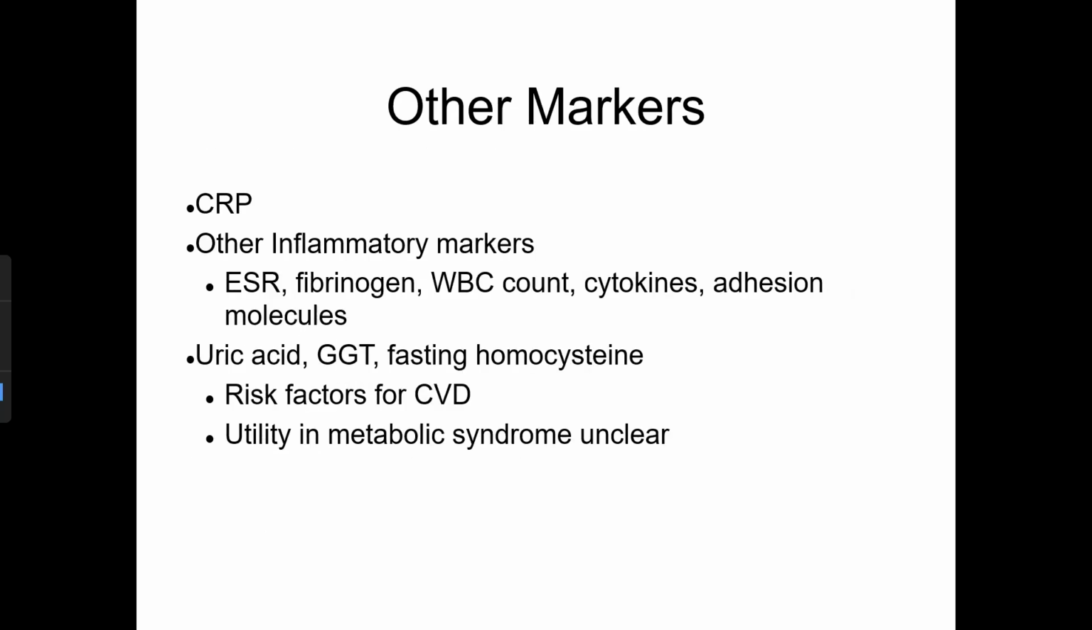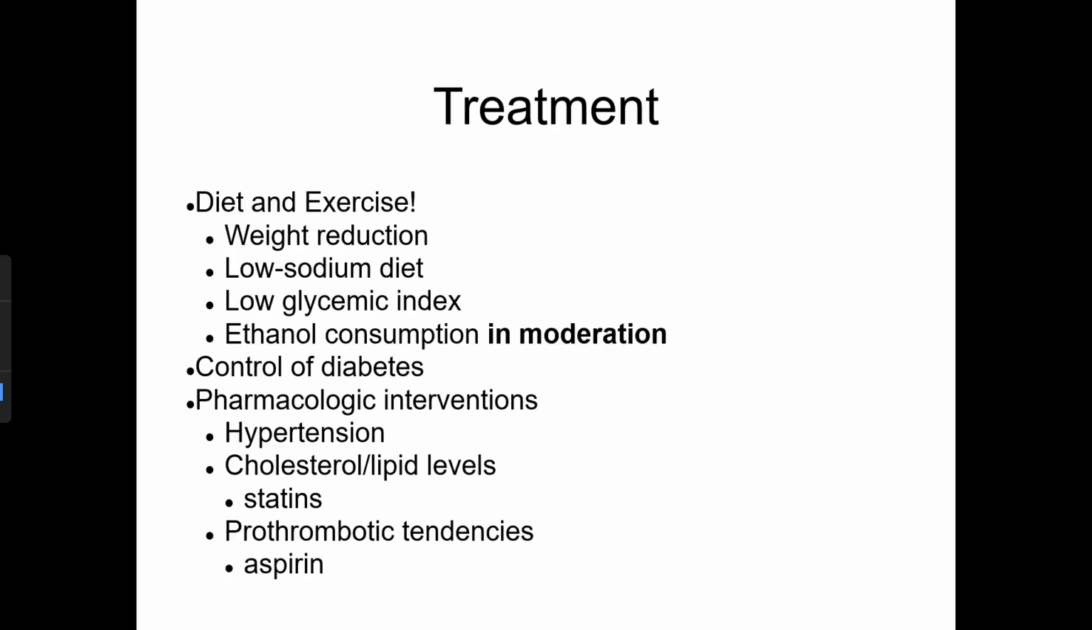Other markers include CRP or C-reactive protein, inflammatory markers, ESR, fibrinogen, white blood cell count, cytokines, adhesion molecules, uric acid and gamma-glutamyl transferase, fasting homocysteine, risk factors for cardiovascular disease. Utility in the metabolic syndrome is unclear. Treatment: diet and exercise, weight reduction, low sodium diet, low glycemic index.